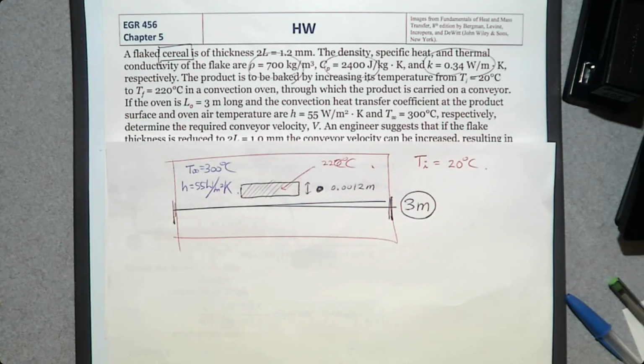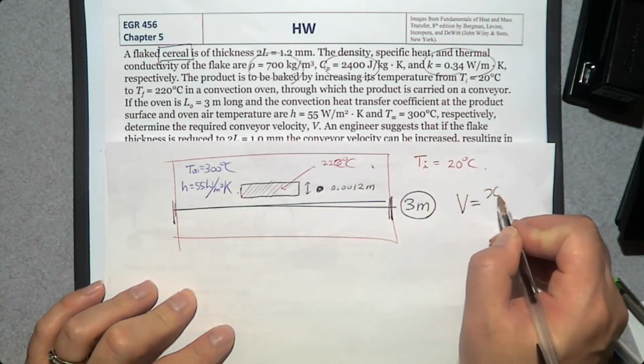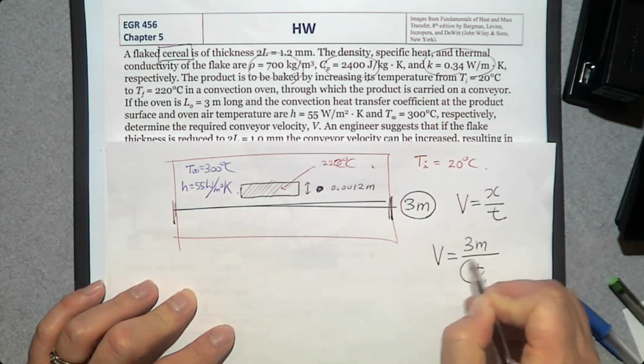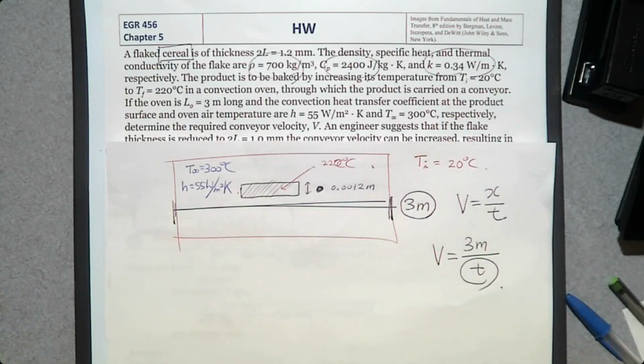velocity, because the velocity is going to be distance over time. So the velocity is going to be 3 meters over how long it should be in the oven. So if you determine this time, then you determine the velocity. The problem is not actually asking you to do any kind of dynamics analysis to determine the velocity. It asks you to determine how long it should be there in the oven to raise the temperature of the center to 220. Once you get the time value, then you can use this equation to determine the velocity.